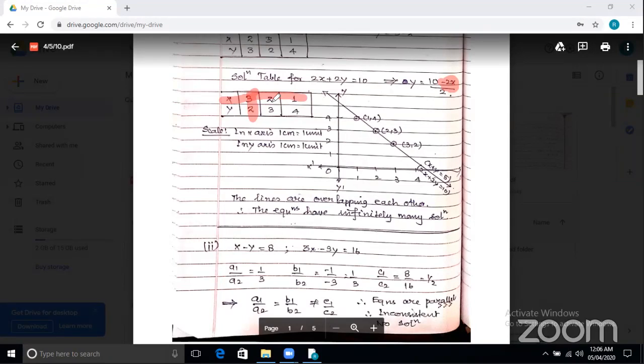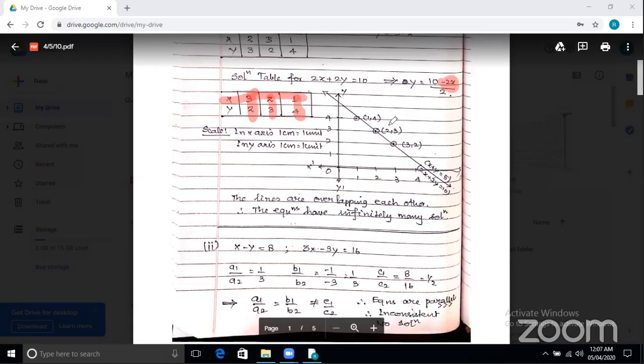No doubt, sir. If you put x is equal to 2, it will be 3. How? If you put 2, 2 2s are 4, 10 minus 4 divided by 2 is equal to 3. Then when you put 1, the value will be 4, because 10 minus 2 by 2 is equal to 4.